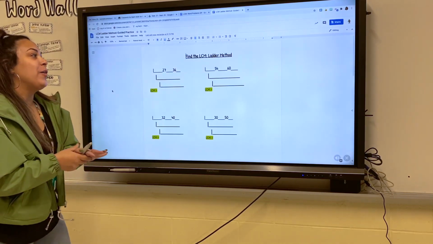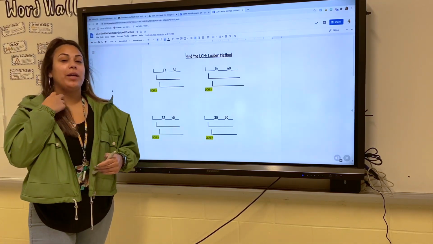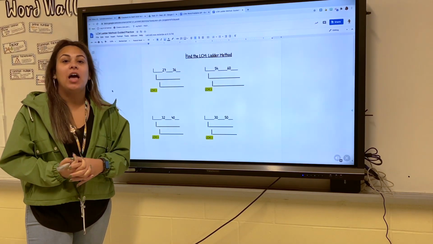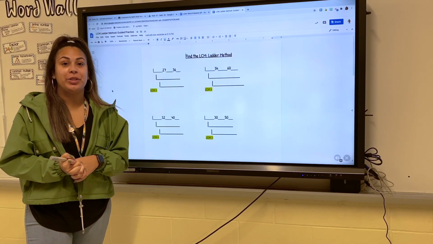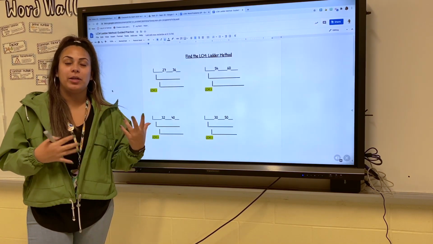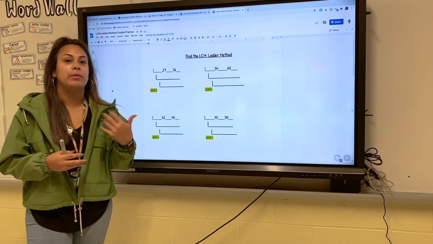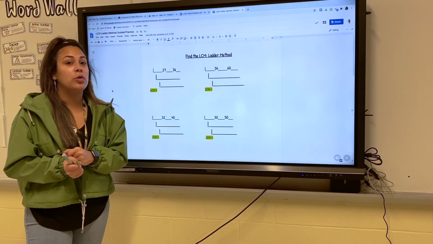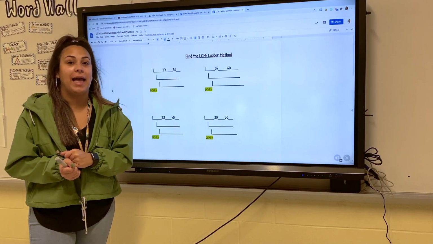Hey y'all, so last week we talked about finding the greatest common factor of two or more numbers. This week we are still using the ladder method that we used to find the greatest common factor, but this time we're going to find the least common multiple, or the LCM.